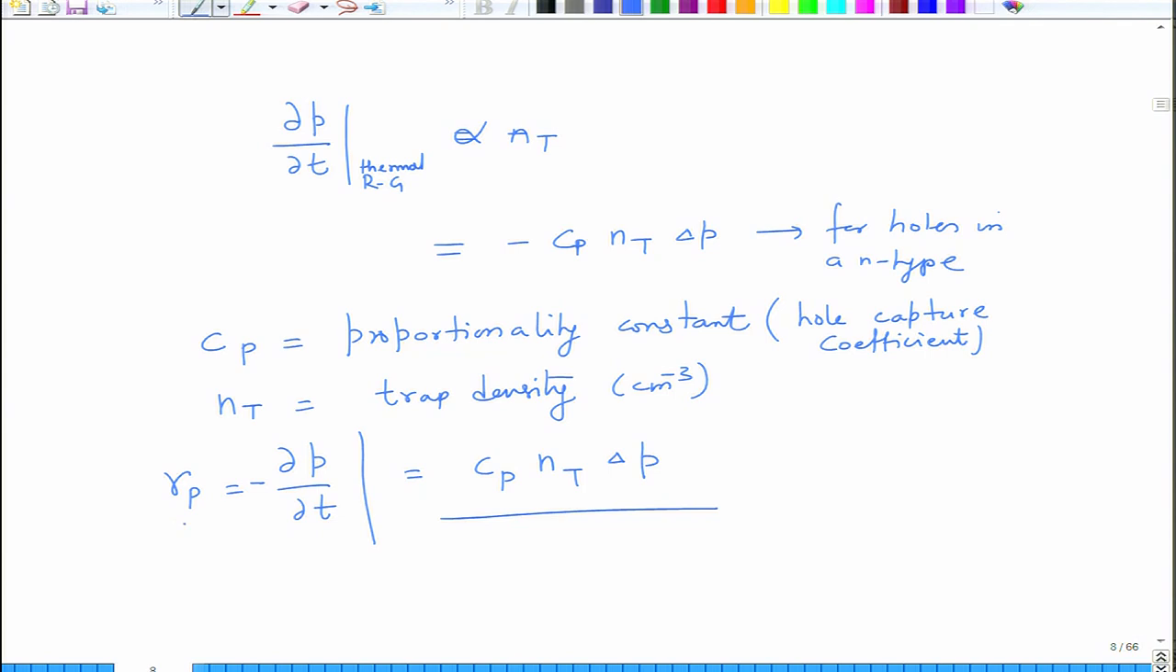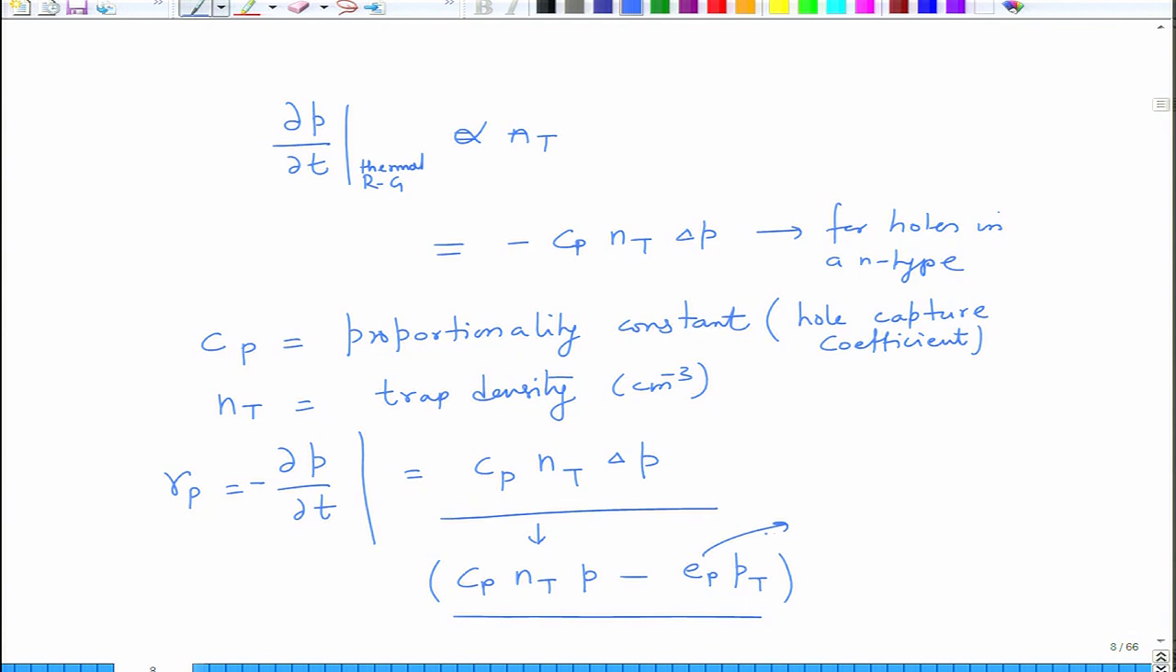So, I can define the rate Rp as, if you look at the expression in more detail, this is where I have made some shortcut, but in reality Cp Nt delta P is nothing but Cp Nt P minus Ep Pt, because the holes are not only getting recombined, they are also getting generated. So, this Ep is nothing but hole emission coefficient, and Pt we defined as the number of empty Rg centers. You will always have some empty Rg centers as well, and P is the hole concentration.